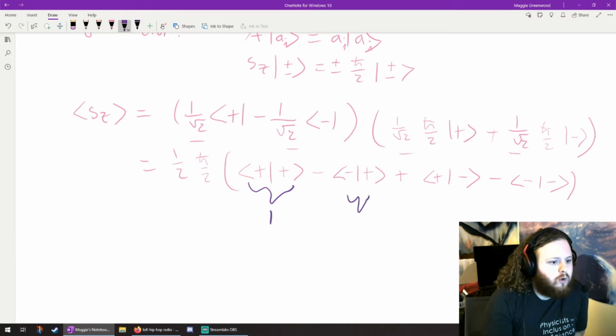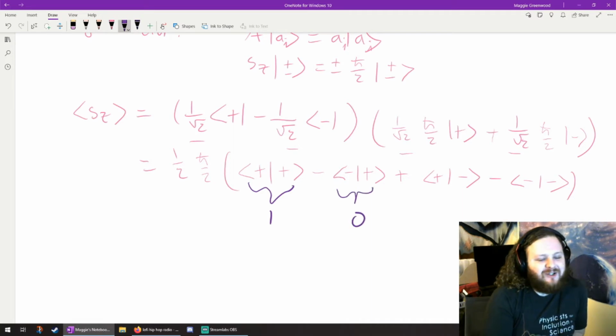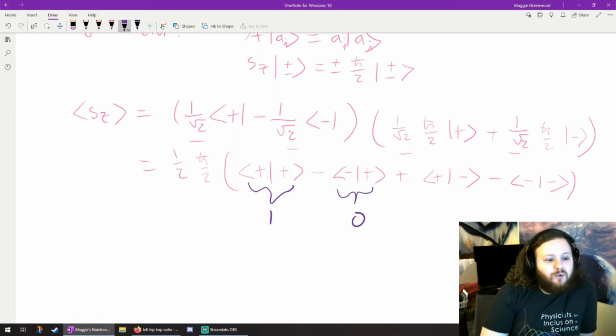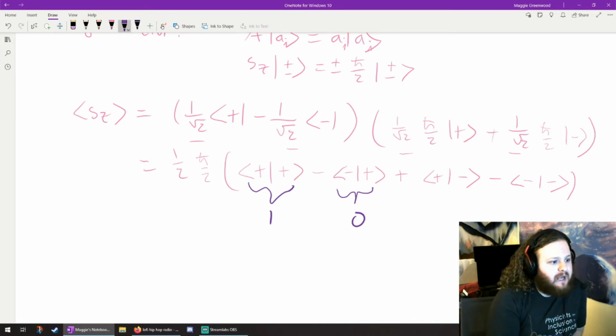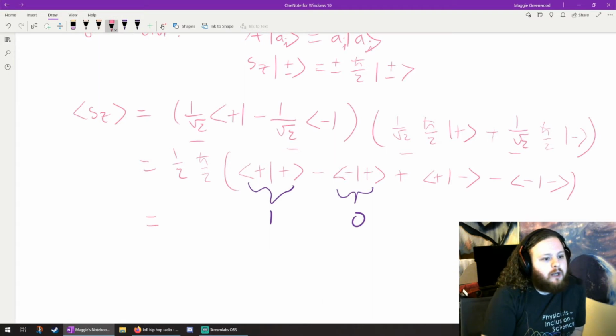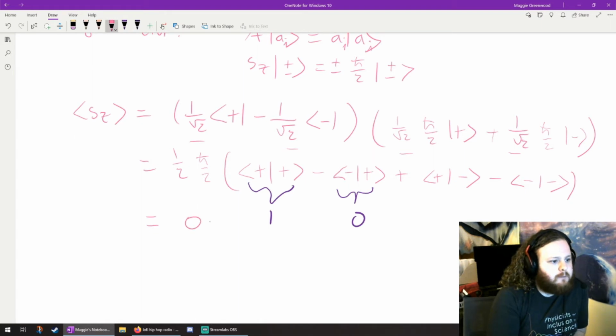And, oh my, there we go. And that is 0. So all of the like ones are going to dot to 1, and all of the bad ones are going to dot to 0. And this was an awfully long time spent on getting 1 minus 0 plus 0 minus 1 is 0 times 1/2 h bar over 2.